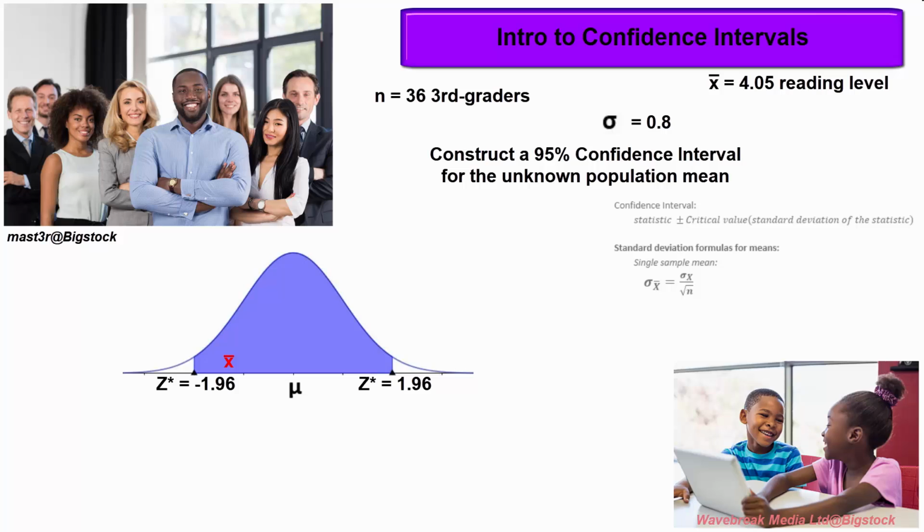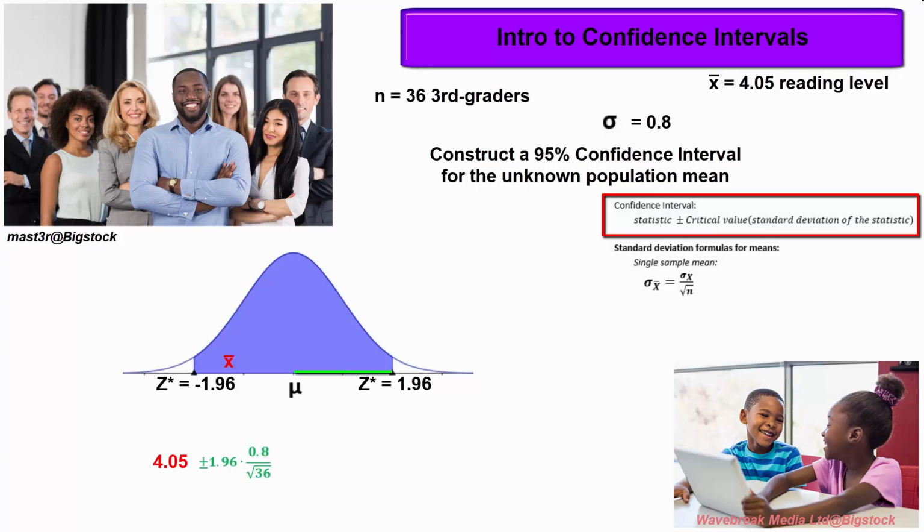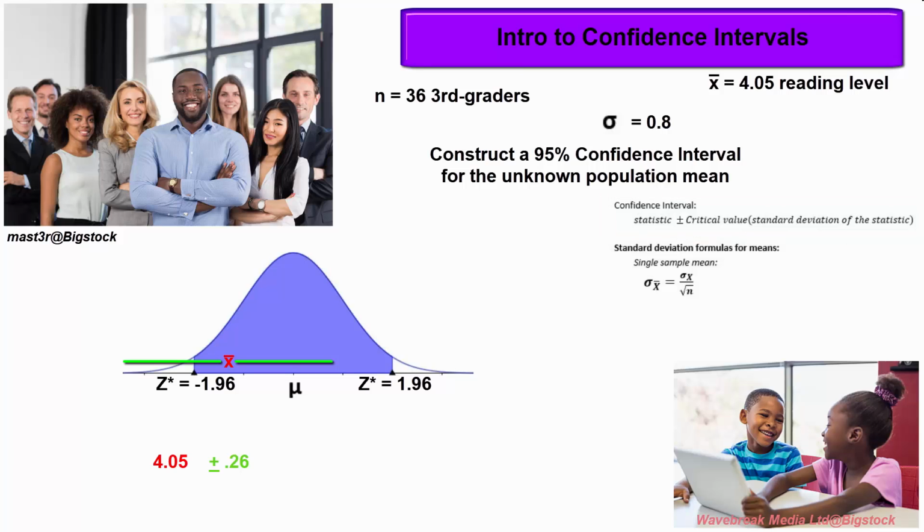Let's look at the confidence interval formula in the AP formula sheet. Start with our statistic, or sample mean. Add and subtract 1.96 times the standard deviation of one sample mean. This is 0.26, also known as the margin of error. The margin of error due to typical random chance fluctuation. So 4.05 minus the margin of error to 4.05 plus the margin of error, we're 95% confident the true mean is somewhere in that interval.